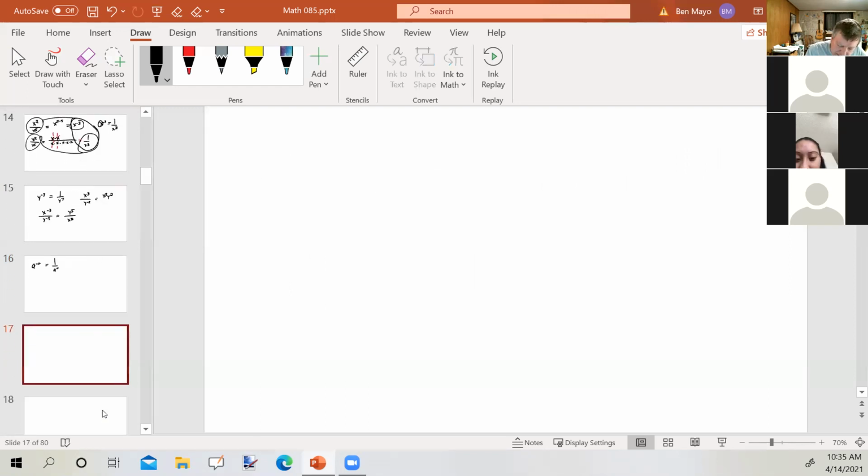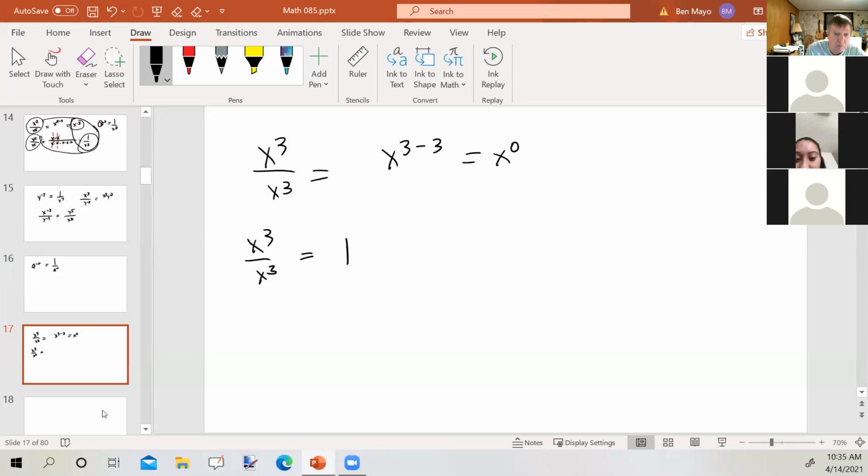One more example. Let's say we've got x cubed over x cubed. Well, if we use that original rule we looked at, that would be x to the 3 minus 3 power, which would be x to the 0 power. But if we take x cubed divided by x cubed, isn't that just 1? Which means that x to the 0 power equals 1.